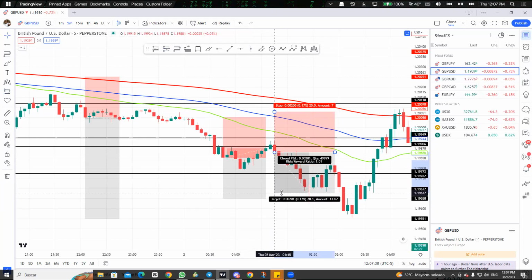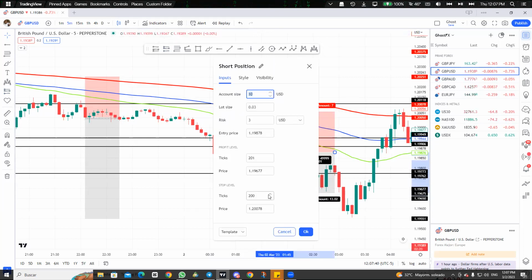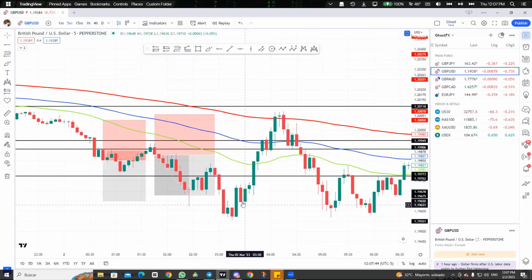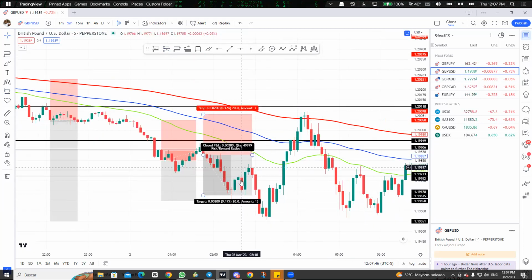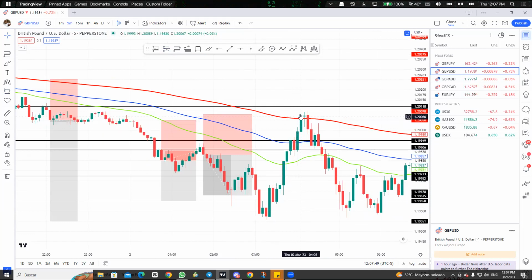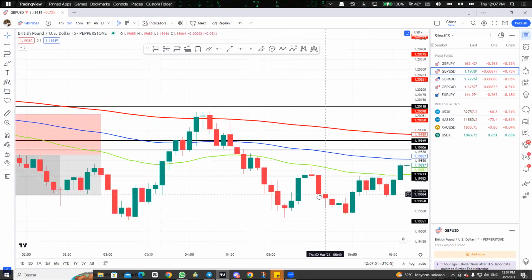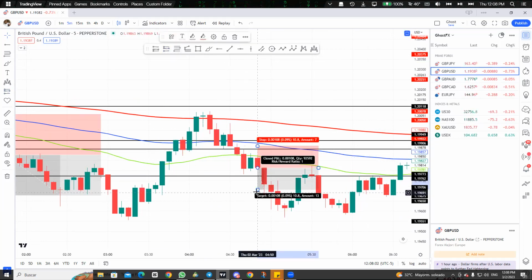Max 20 pips. Let's just do 20 pips. Okay, now it came back up. I'm gonna wait for it to come back down again to see if we're gonna continue. Now we don't have an engulfing candle here. We broke, but we don't have an engulfing candle. But this one is an engulfing candle. So guess what? I'm gonna go for 20.